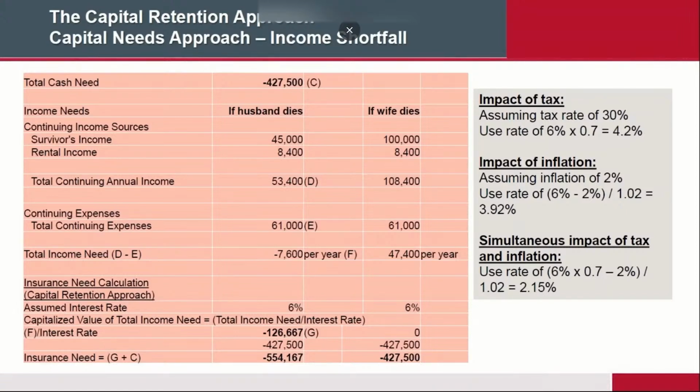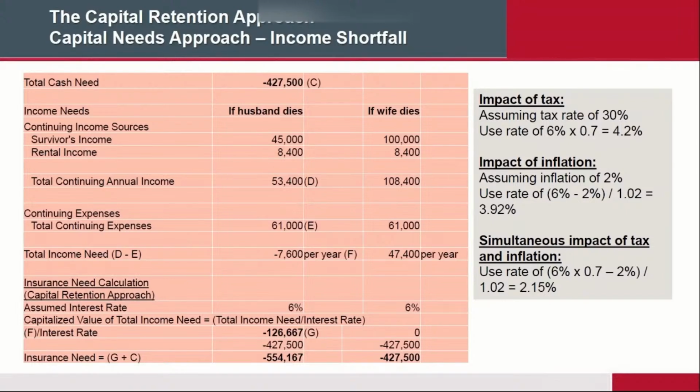So therefore, we do not have to capitalize it. The only time you have to capitalize is if there's a shortage. So when the husband dies, there was a shortage of $7,600. So we needed to capitalize that. So we divided by 6%. But when the wife dies, it's actually plus $47,400. So therefore, we don't have to capitalize it. So therefore, the only thing we have to insure the wife for is $427,500.